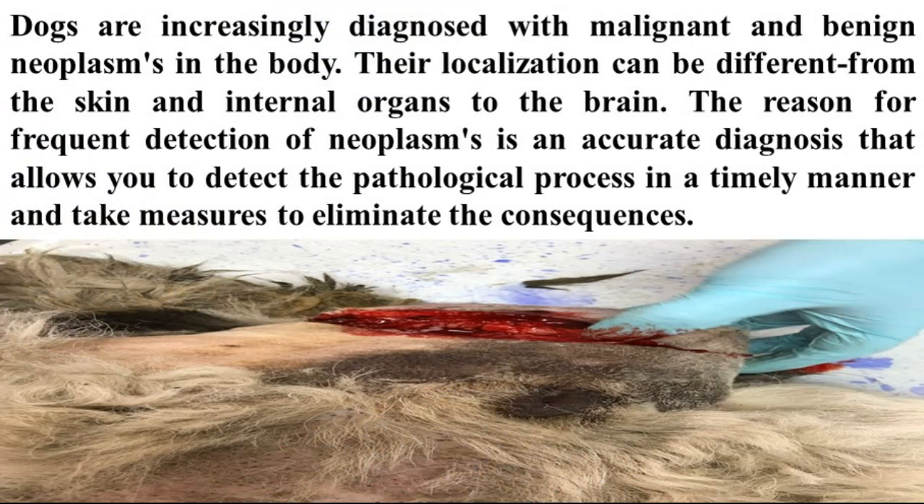Next. Dogs are increasingly diagnosed with malignant and benign neoplasms in the body. Their localization can be different, from the skin and the internal organs to the brain. The reason for frequent detection of neoplasms is an accurate diagnosis that allows you to detect the pathological process in a timely manner and take measures to eliminate the consequences.